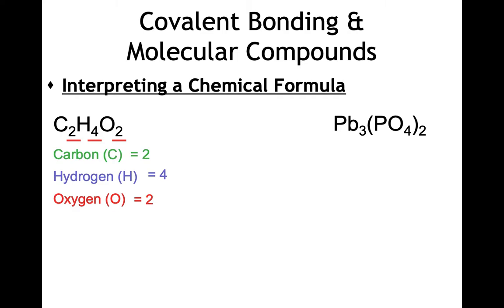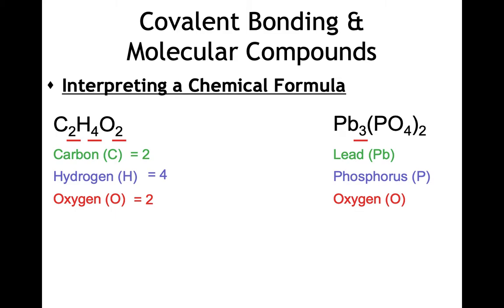This compound is actually called lead-2-phosphate. Again, we'll learn how to do that in the next unit. Let's list first our elements. Pb is lead, P is phosphorus, and O is oxygen. We're going to refer to the subscripts next to the symbol to determine the number of atoms present within that compound. If this is ionic, this is going to be the ratio of the atoms within the crystal.